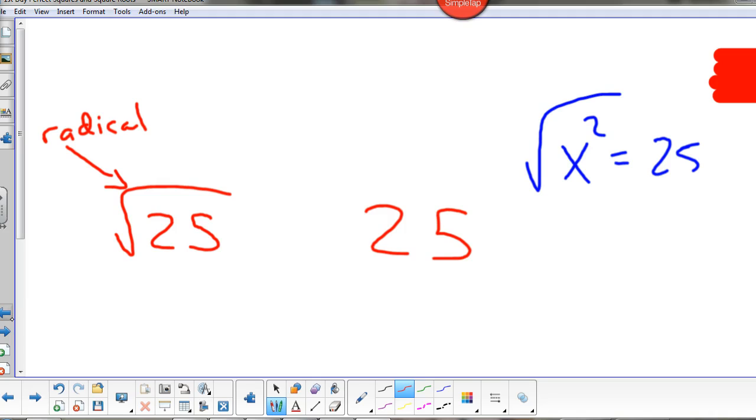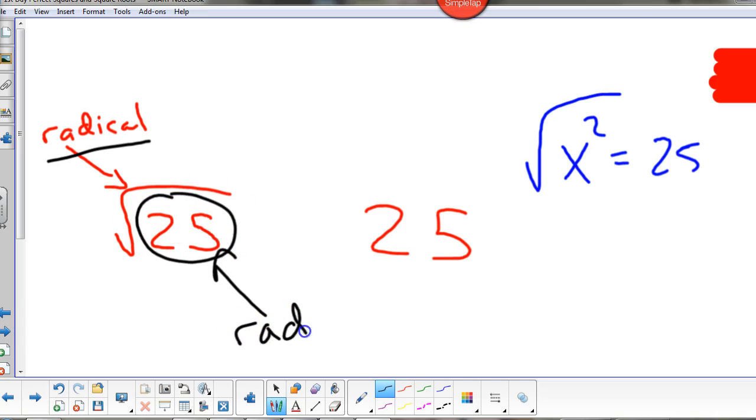And like I said, the square root sign is a radical, all right? And the thing that's inside the square root sign, this is called a radicand, all right?